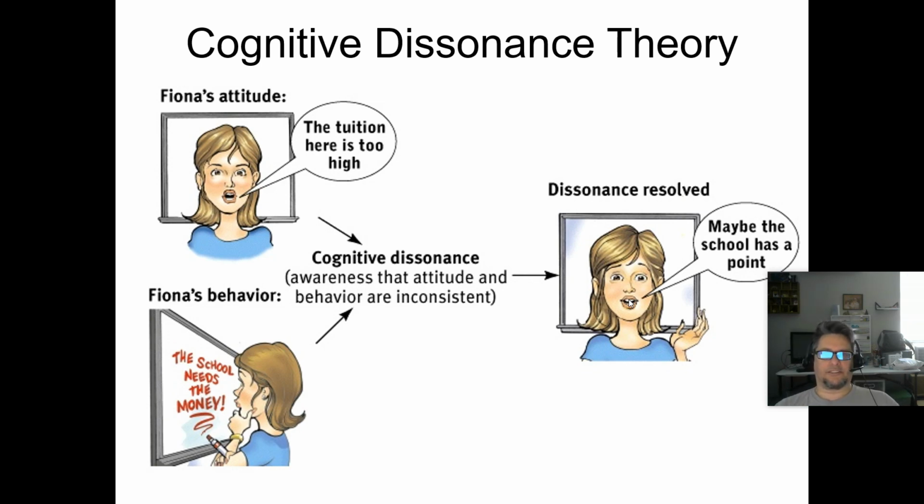So, cognitive dissonance theory. Fiona says that her college tuition is too high. She goes through the budget. They say, well, then cut money out of the budget and we'll lower your tuition. And she says, well, we need the money to do all the things that we say we're going to do for the students. So the attitude and the behavior are inconsistent. What's going to give is usually the attitude. So her dissonance resolved is maybe the school has a point. Maybe they do need that money.